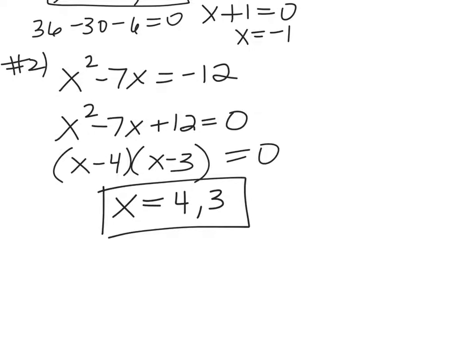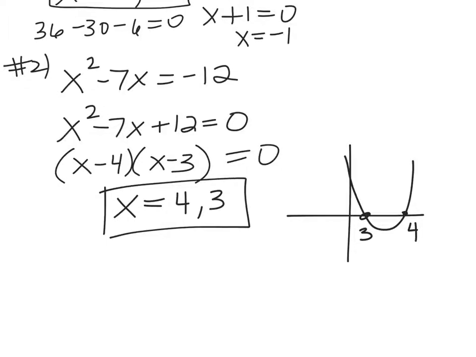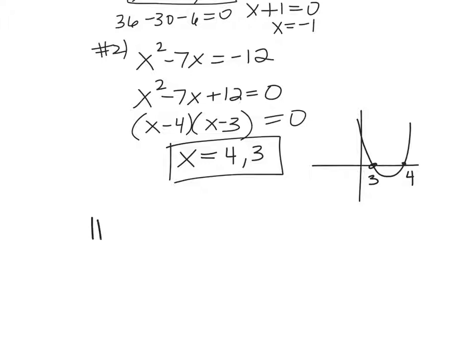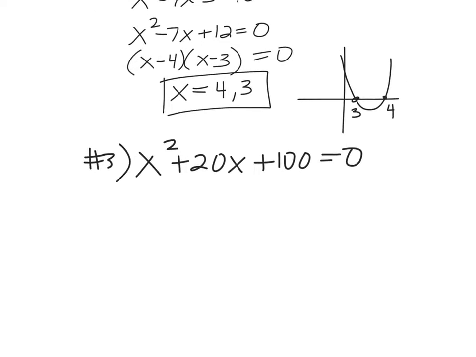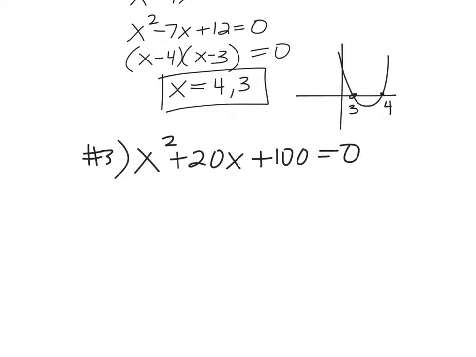By the way, you're getting 2 answers because this parabola looks like this. And it goes through 3 and it goes through 4. And that's why you're getting 2 answers, okay? But what happens when a parabola does something like this? Number 3. X squared plus 20x plus 100 equals 0.